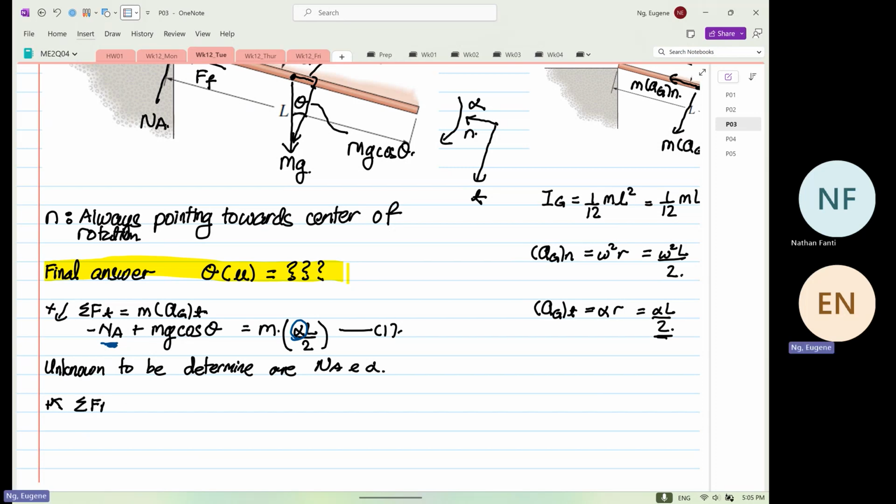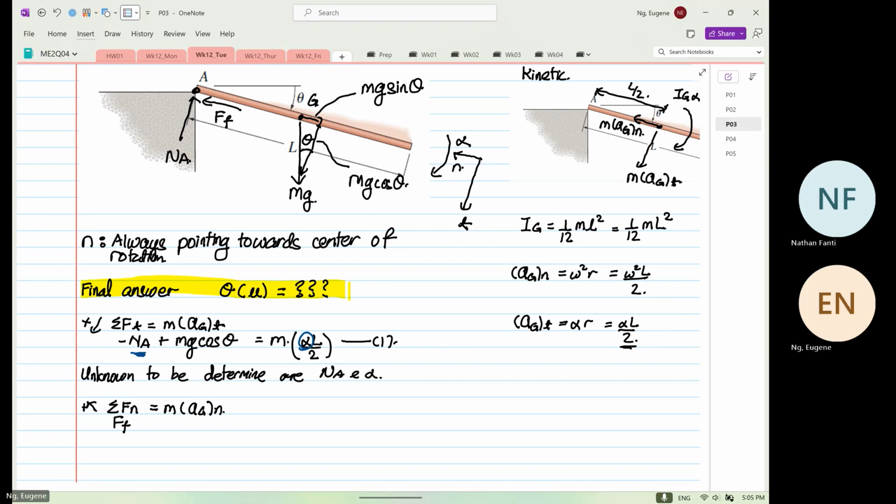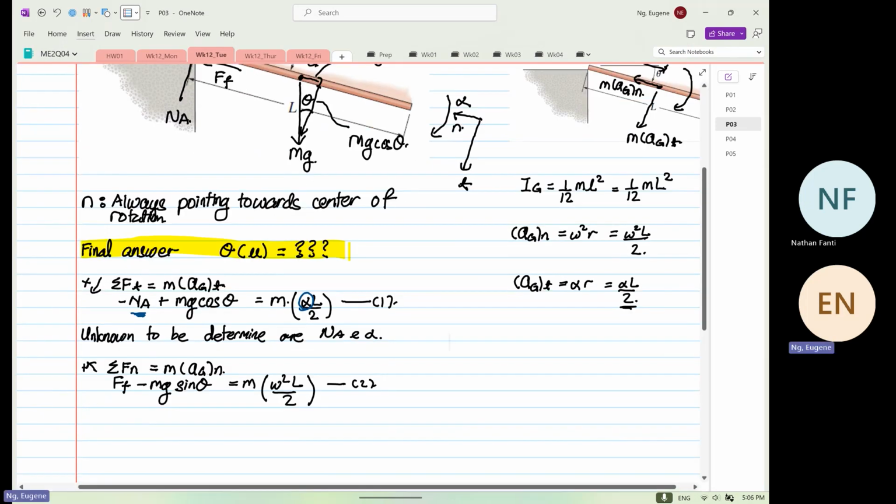The summation of forces in the n direction is equal to m a_Gn. If you look at n, pointing towards A is positive. So this is FF, then you have minus mg sine theta, and then this whole thing will be equal to m a_Gn, which is omega squared L over 2. Equation number 2.